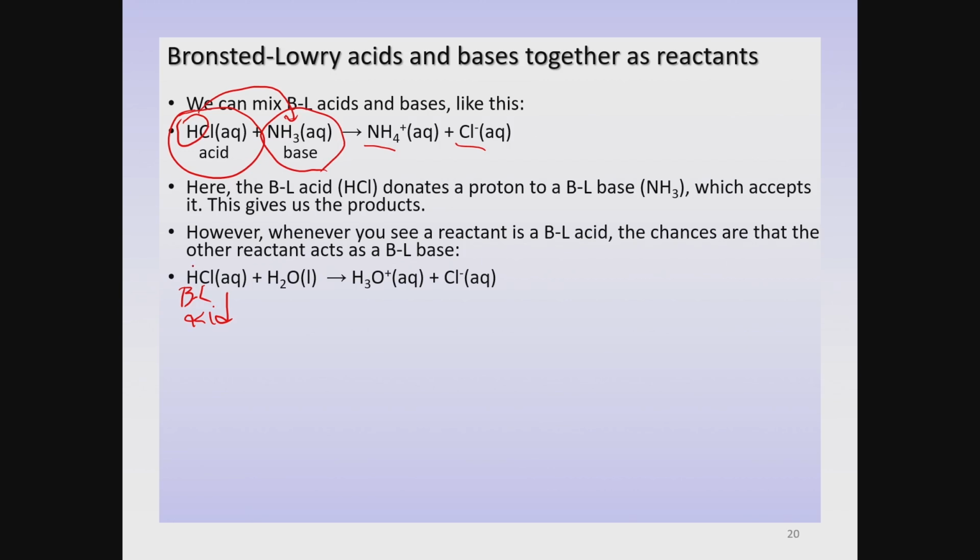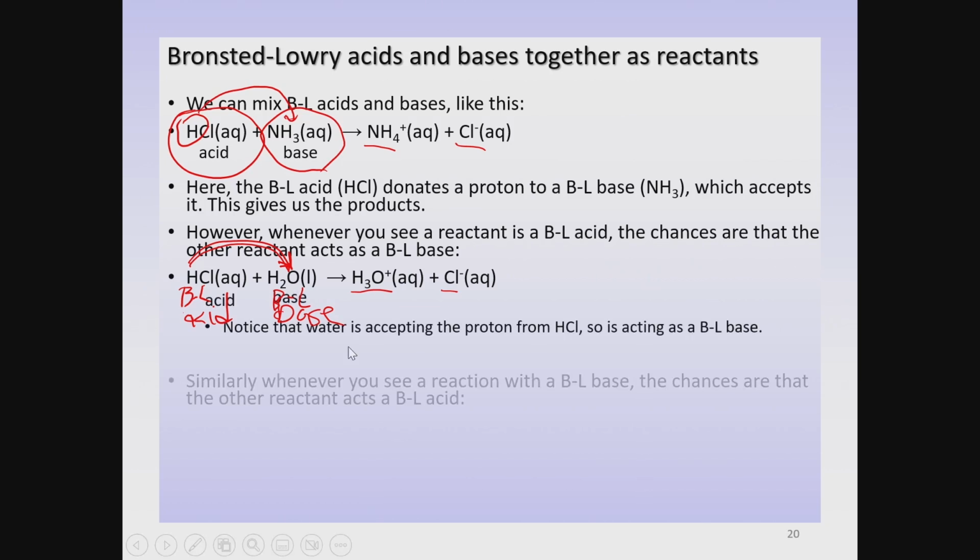I think you can easily imagine that hydrogen ions are breaking off here and sticking on the water to form hydronium, and HCl without the hydrogen ion is chloride. So yes, water is accepting a proton from HCl. So water in this reaction is a Bronsted-Lowry base. So whenever you have a reaction and you've identified a Bronsted-Lowry acid, the chances are the other reactant is going to be acting as a Bronsted-Lowry base. Here I'm just pointing out what I just said.